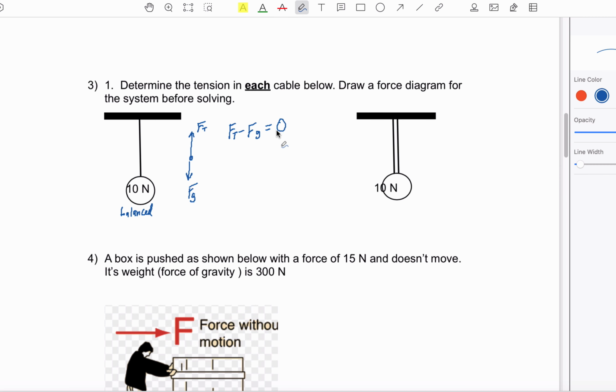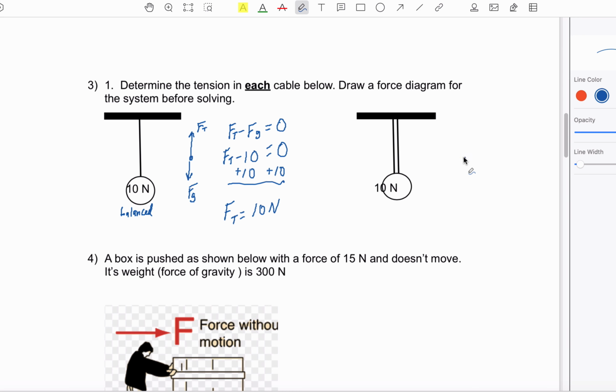So that means the tension points up, the gravity force points down, and the effect is zero. They're balanced. So we use the free body diagram to set up the equation just like we did in class. Now that means the tension force minus the 10 Newton gravity force equals 0. Notice this is 10 newtons, not kilograms. Finally, when we solve, we're going to get that the tension force equals 10 newtons.